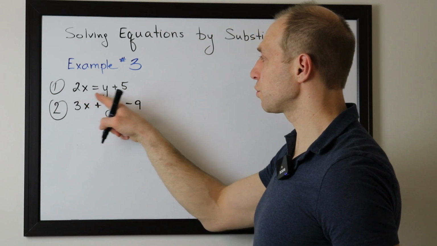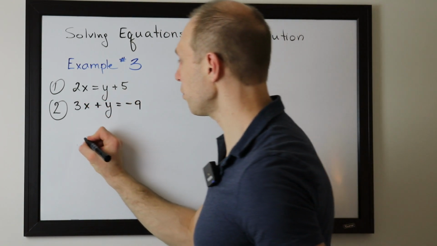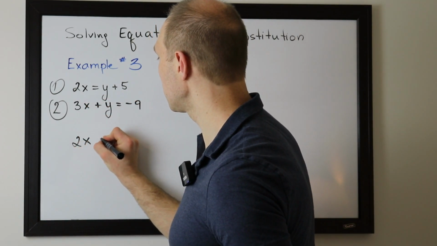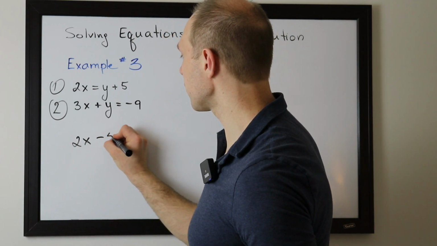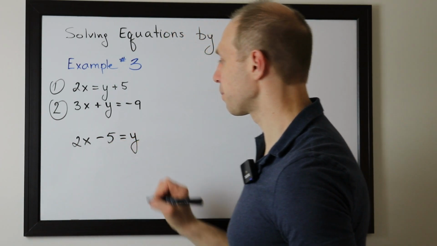Okay, so keeping the equation written in the same form, we can say 2x minus 5 is equal to y.